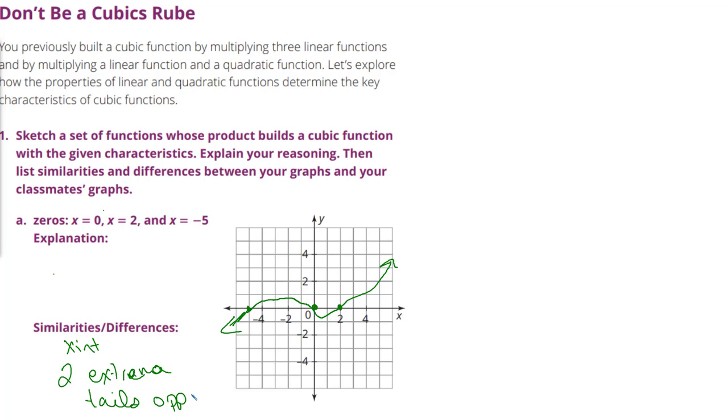Things that are different. You may have had different values. You may have had different max and mins, relative max and mins. You may have had different heights, meaning you could have gone up higher or lower in your hills and valleys. And you may have had a different A. You may have chosen A to be negative, and therefore it went the opposite direction.